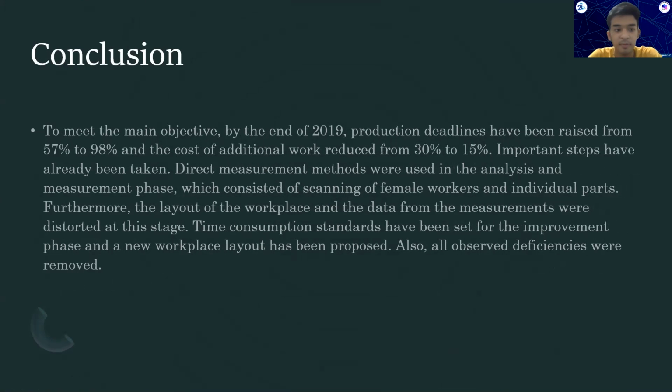So the conclusion of this paper is that the main objective was met: by the end of 2019, production deadlines have been raised from 57% to 98%, and the cost of additional work reduced from 30% to 15%. Important steps have already been taken. Direct measurement methods were used in the analysis and measurement phase, which consisted of scanning of female workers and individual parts. Furthermore, the layout of the workplace and the data from the measurements were analyzed at this stage. Time consumption standards have been set for the improvement phase and a new workplace layout has been proposed. Also, all observed deficiencies were removed.